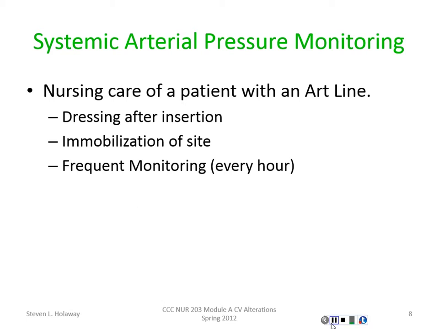If we're trying to get a good blood pressure reading, we typically want to try to immobilize that site, because if the patient's moving the wrist up and down, doing these type of things, it can cause a change in that blood pressure reading in the waveforms. So you may have to immobilize that site. And you want to monitor that site every hour. You're looking for that distal circulation. You're making sure all your connections are tight, making sure there's no bleeding from those areas.